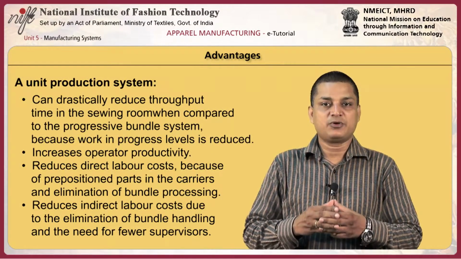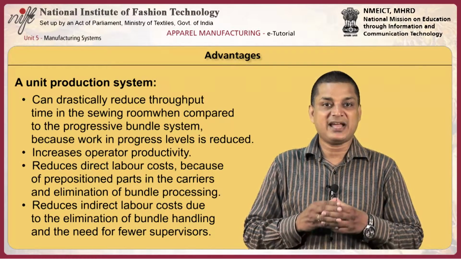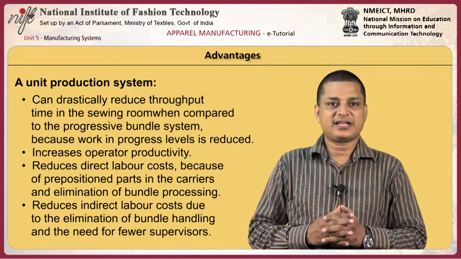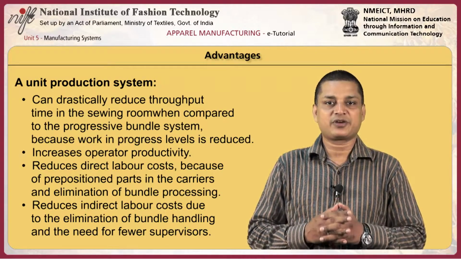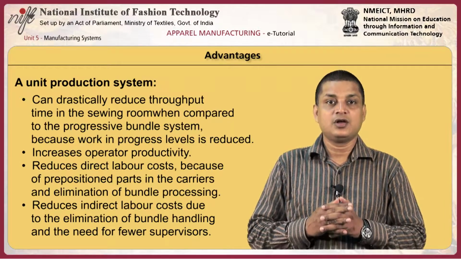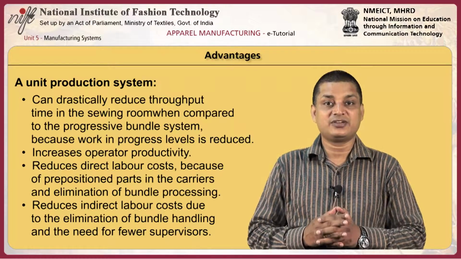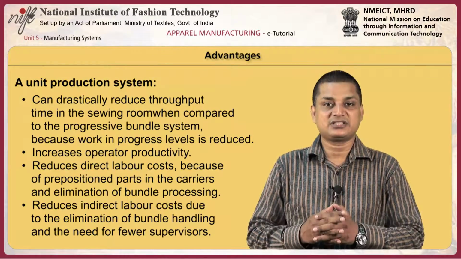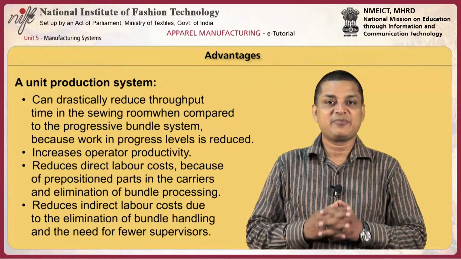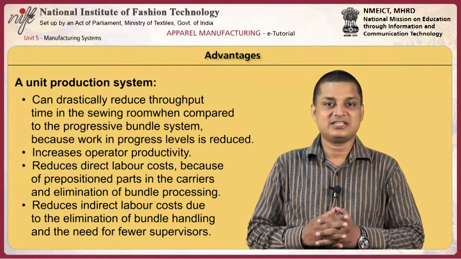Benefits of a unit production system depend on how the system is used and the effectiveness of management. Throughput time in the sewing room can be drastically reduced when compared to the progressive bundle system because work in progress level is reduced. Operator productivity increases. Direct labor costs are reduced because of pre-positioned parts in carriers and elimination of bundle processing. Indirect labor cost may be reduced by elimination of bundle handling and requiring fewer supervisors.